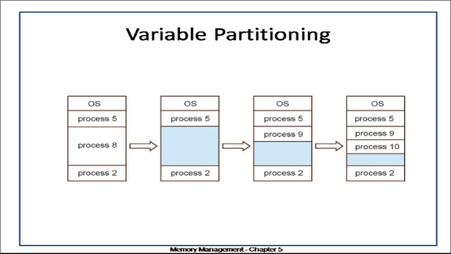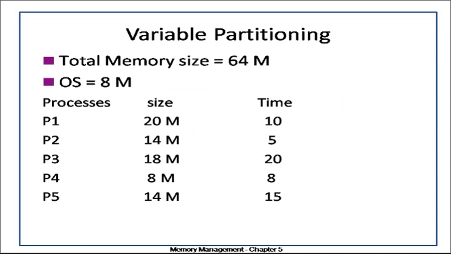Now it will create another small hole. In that hole, we can store process 10, and again a smaller hole is created. So the diagram shows how the memory can be partitioned variably, that is, dynamically. To explain this, we will see one example.